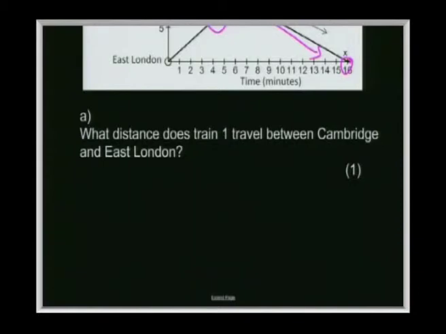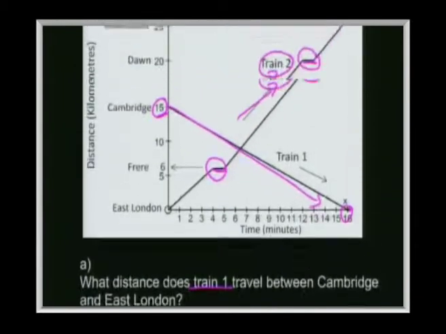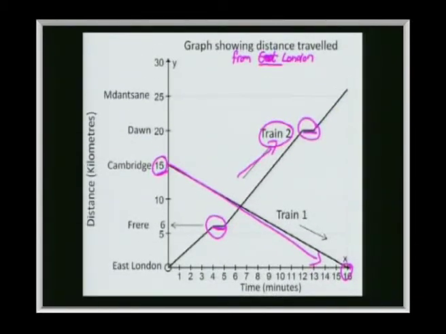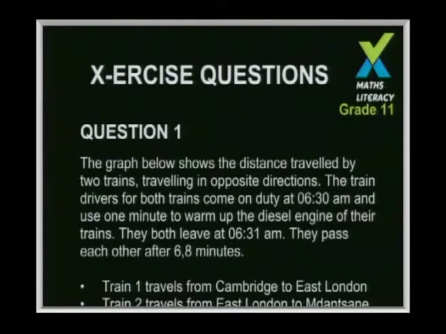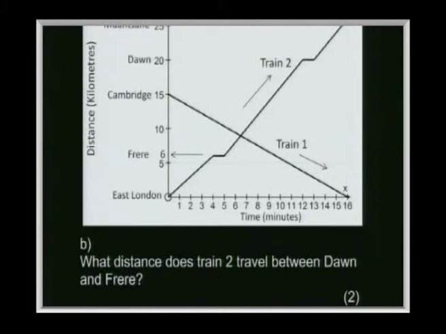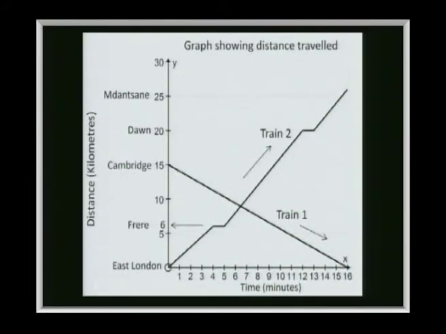And over here, our first question asks, what distance does train 1 travel between Cambridge and East London? And obviously, you are going to work out the distance between Cambridge and East London, and you'll be looking at your distance axis to work that out. Our next question, B, asks, what distance does train 2 travel between Dawn and Frere? And obviously you're going to look at your distance over here between Dawn and Frere, and you're going to work out the distance using this axis over here.